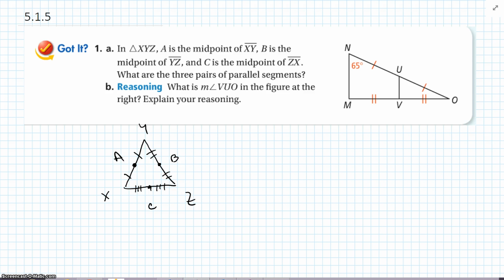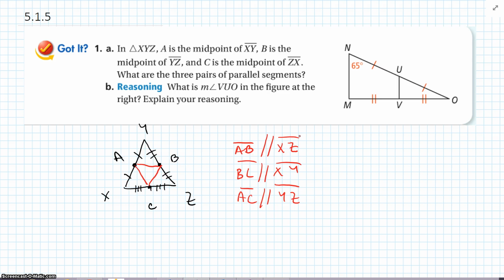Let's go ahead and draw our three mid-segments. Segment AB would be parallel to XZ. BC would be parallel to XY. And AC would be parallel to YZ.